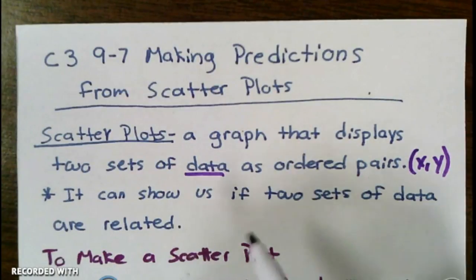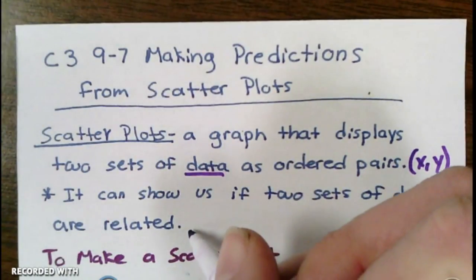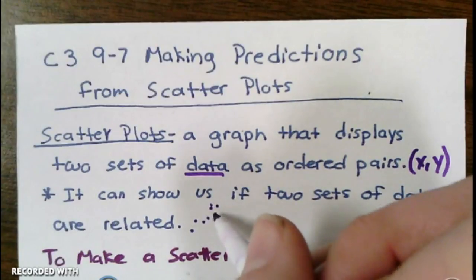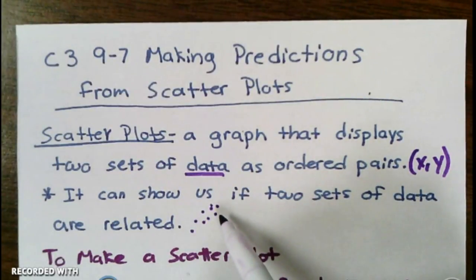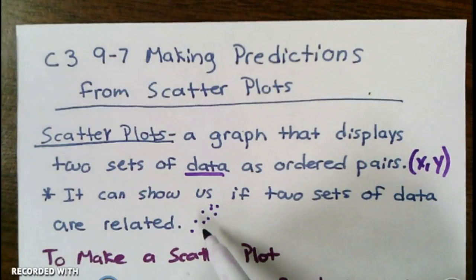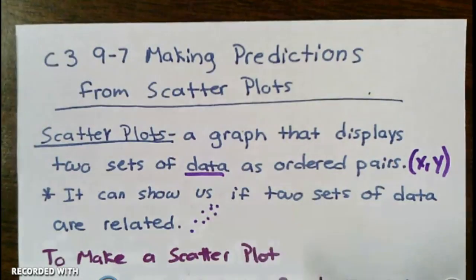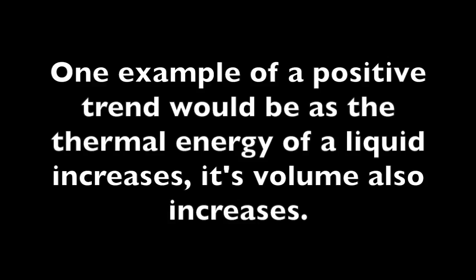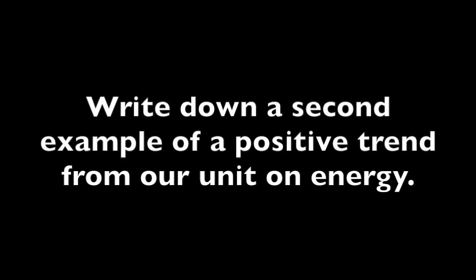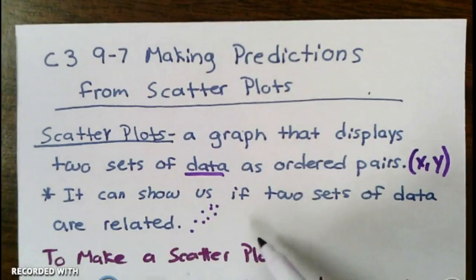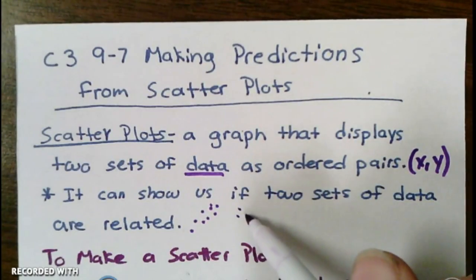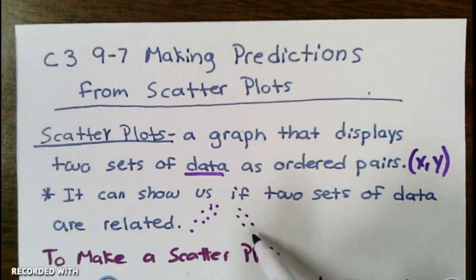So sometimes when the x increases, the y increases too. And that will give us a positive trend. Okay, so like if you're running and your heart rate goes up, the farther you run, the harder you run, the more your heart rate will increase. Other things have a negative trend, which means that as one thing increases, the other thing will decrease.